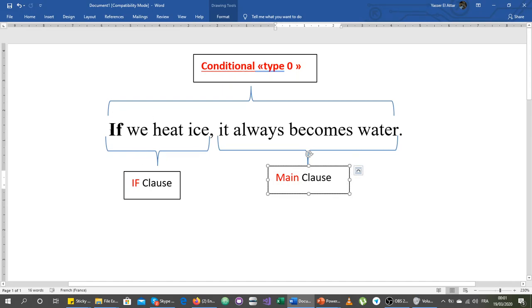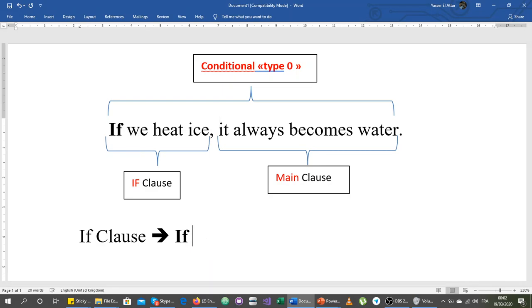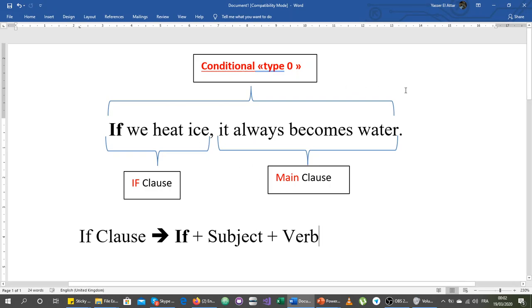Now we will study what is the structure of the if clause and what is the structure of the main clause. Okay, so we have if clause. So for the if clause, what does it start with? It always starts with if. Okay, and here what do we have? We. What is we? We is a subject. So if is followed by a subject, and then heat. Heat is a verb. Which verb is that? It's the verb to heat.